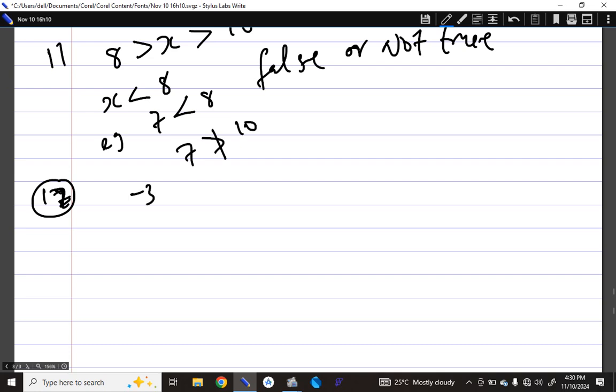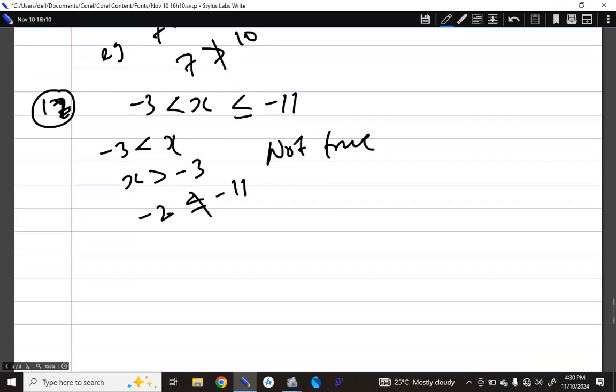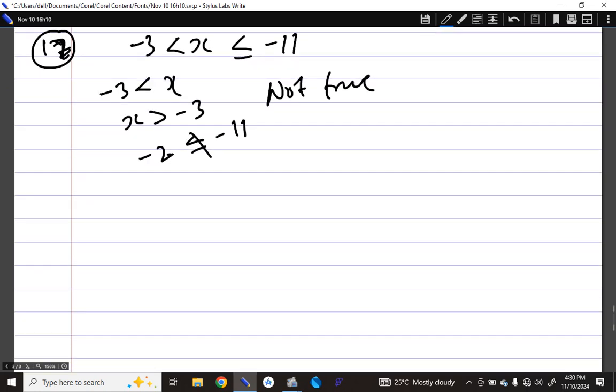For question number 12, it says that minus 3 is less than x, which is less than or equal to minus 11. So let us see. If they say that minus 3 is less than x, it means that x is greater than minus 3. So if x is greater than minus 3, that means x is from minus 2. And minus 2 less than or equal to minus 11 is not possible. Minus 2 is greater than minus 11. So this one is equally not true.